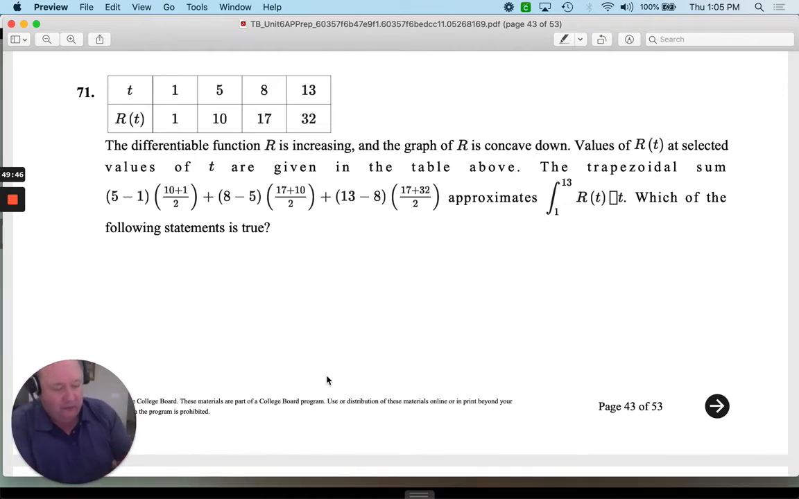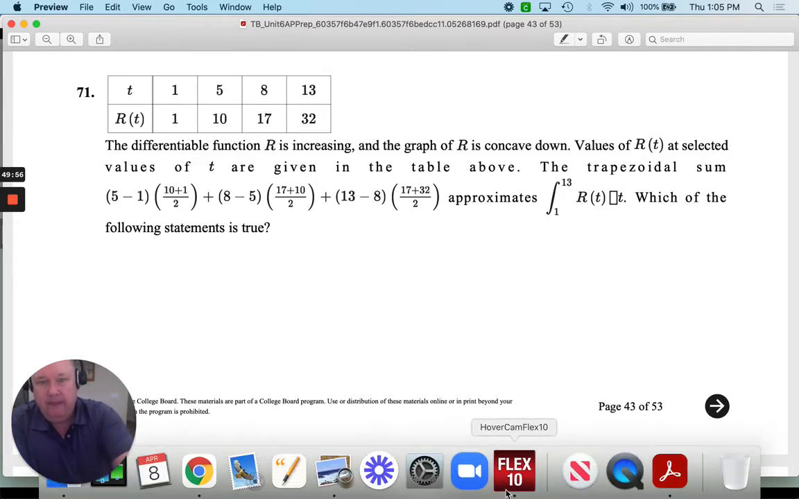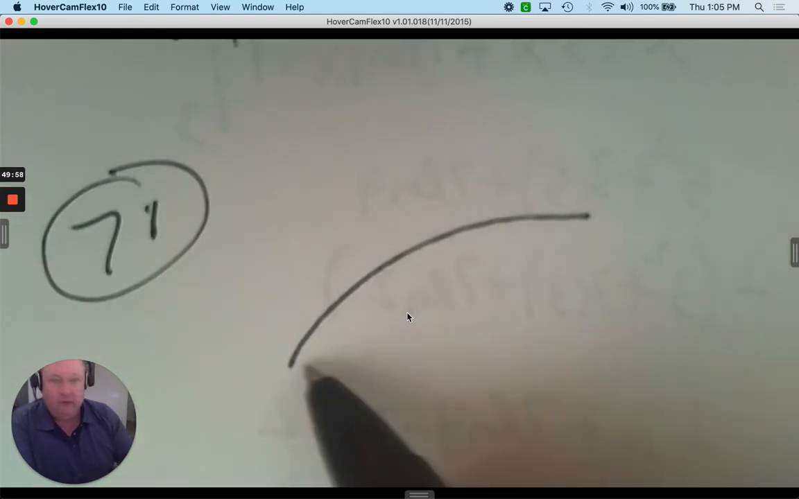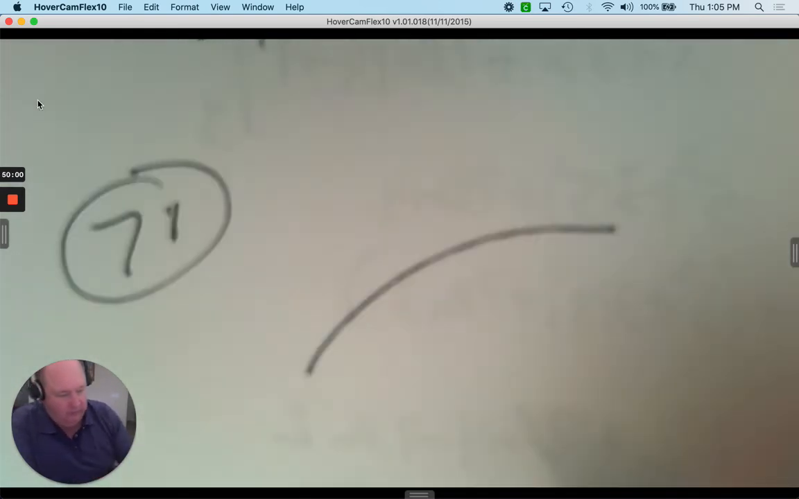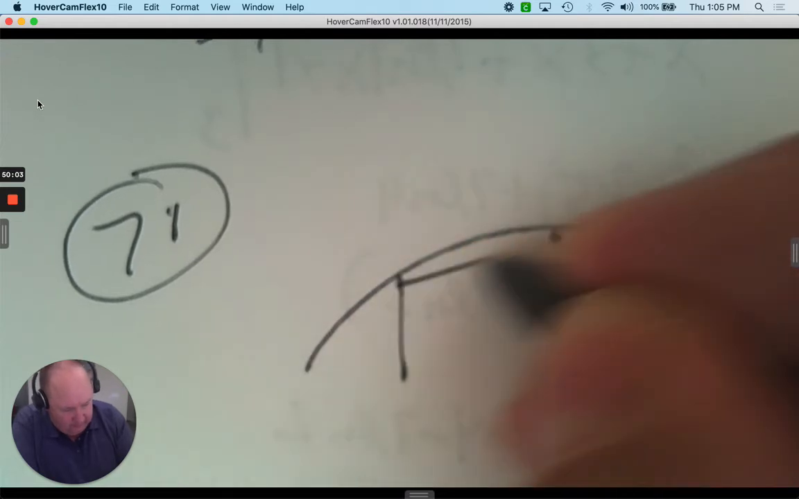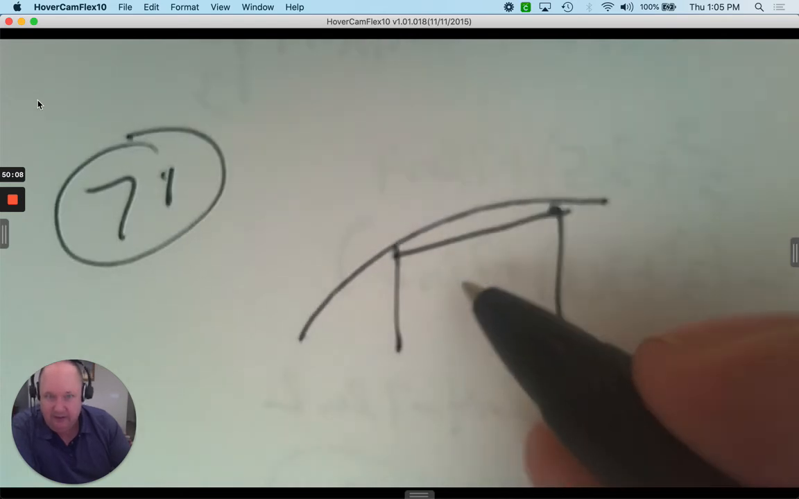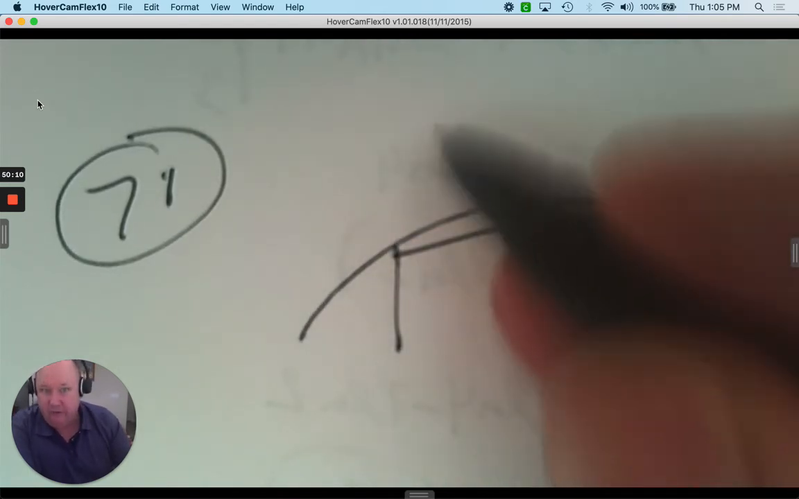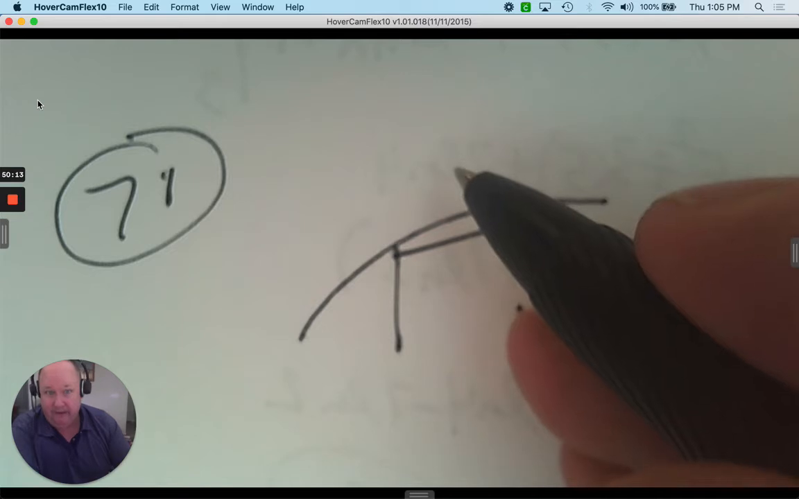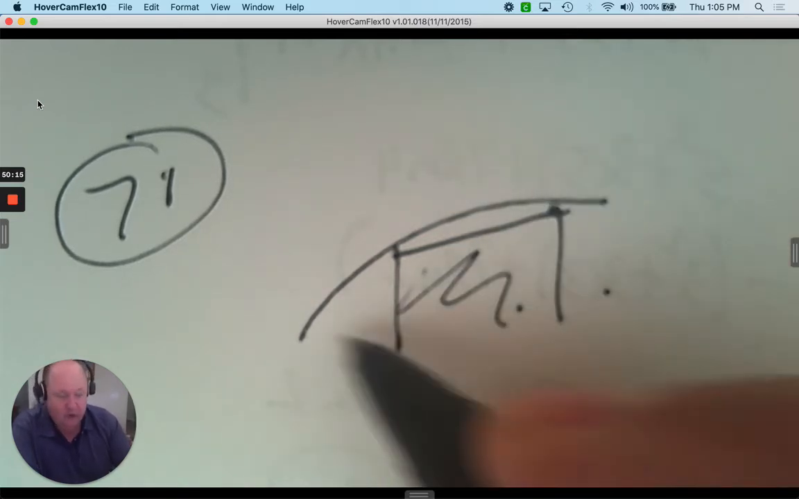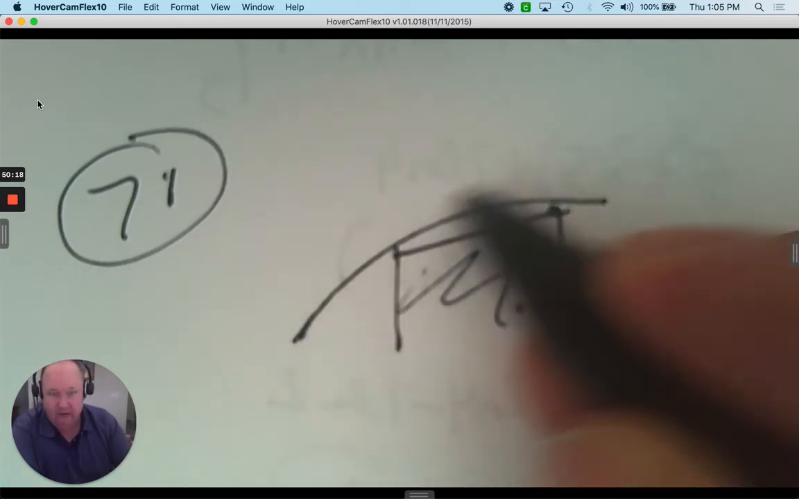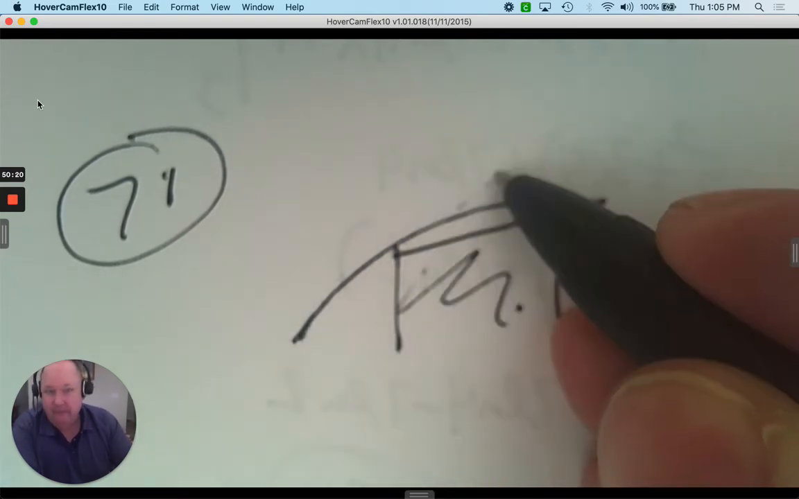So for these, I like drawing it. So I'm going to draw concave down and increasing, just to get a picture of it. If something is concave down and increasing, and you did a trapezoid underneath it, what you notice about the trapezoid is that it's underneath, and it's an underestimate. It's not going over the curve to be an overestimate for the area. So we know it's under, and the reason it's under is because it's concave down, not because it is increasing.